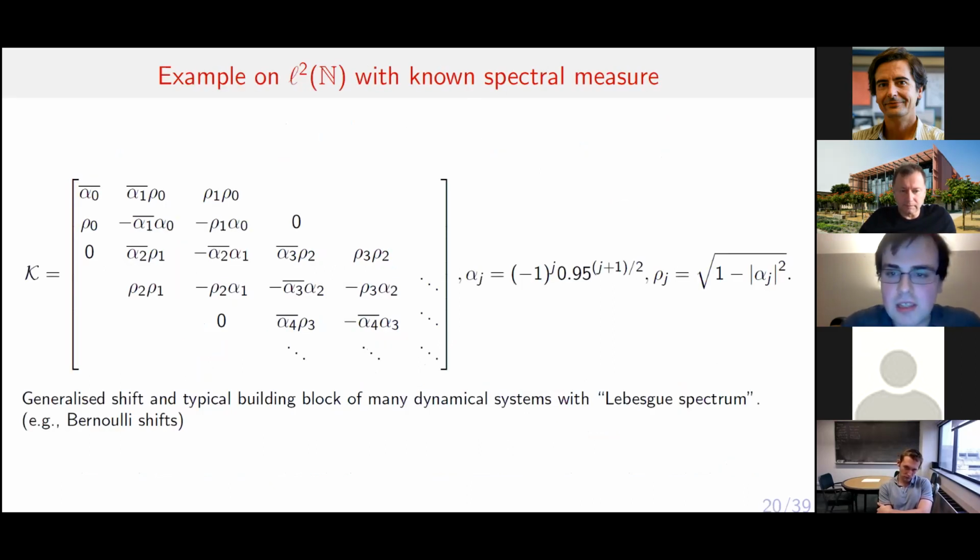So I'm going to look at this infinite unitary matrix. The reason I've chosen this is that it has a known spectral measure, but it's actually a generalization of Bernoulli shifts, and is a typical building block of many dynamical systems with something called Lebesgue spectrum. So that's just the operator that I'm going to use for the next couple of slides.